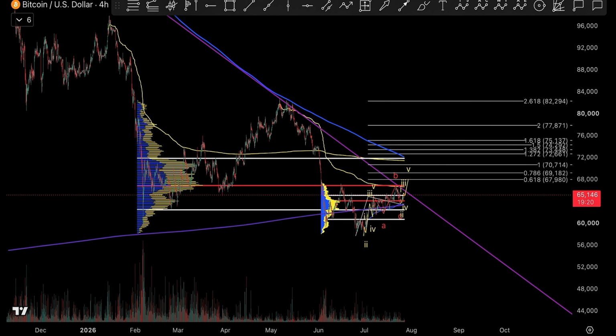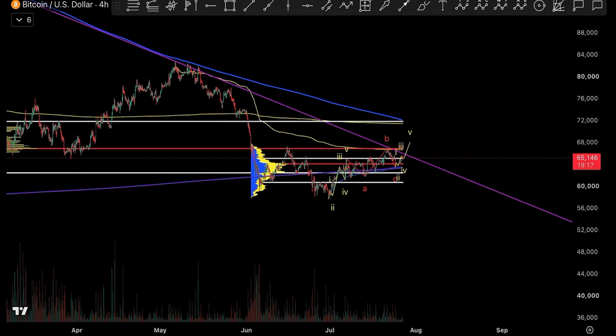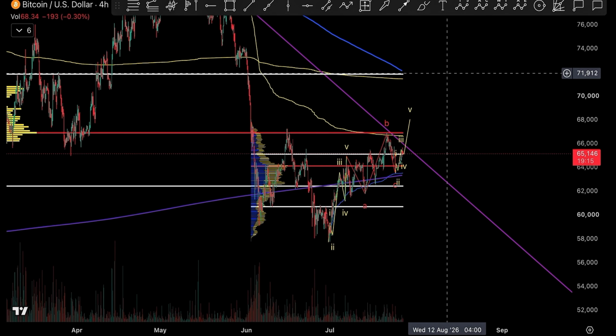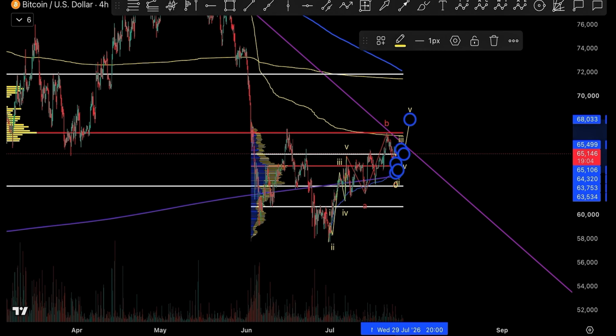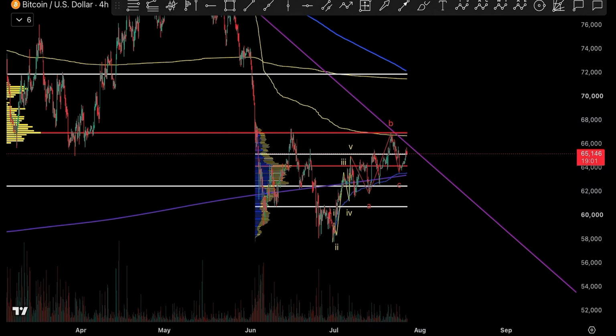For me, right now, the major resistance zone here is around this zone, which is around 72k. And a couple of videos ago, I also mentioned that I'm expecting the price to go and hit up higher around that 70k zone.